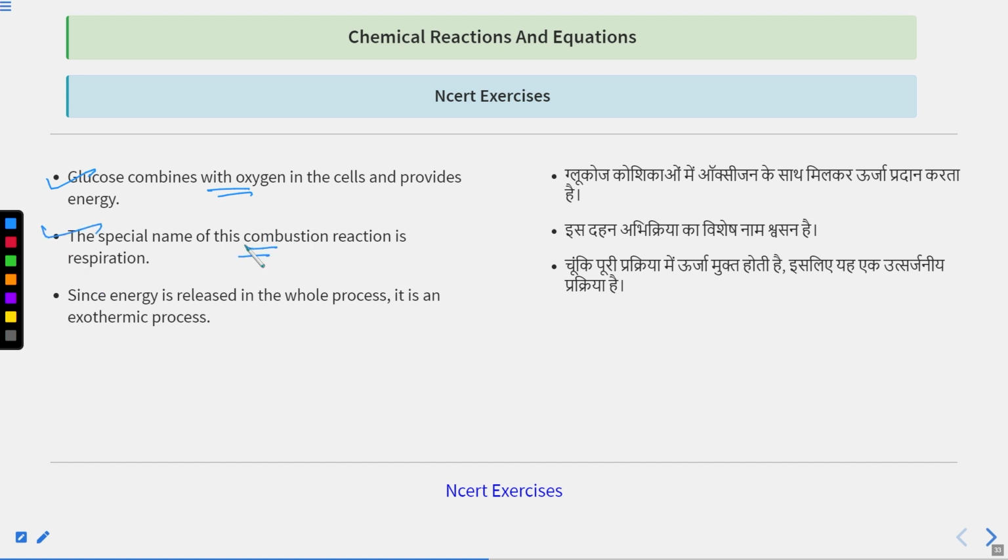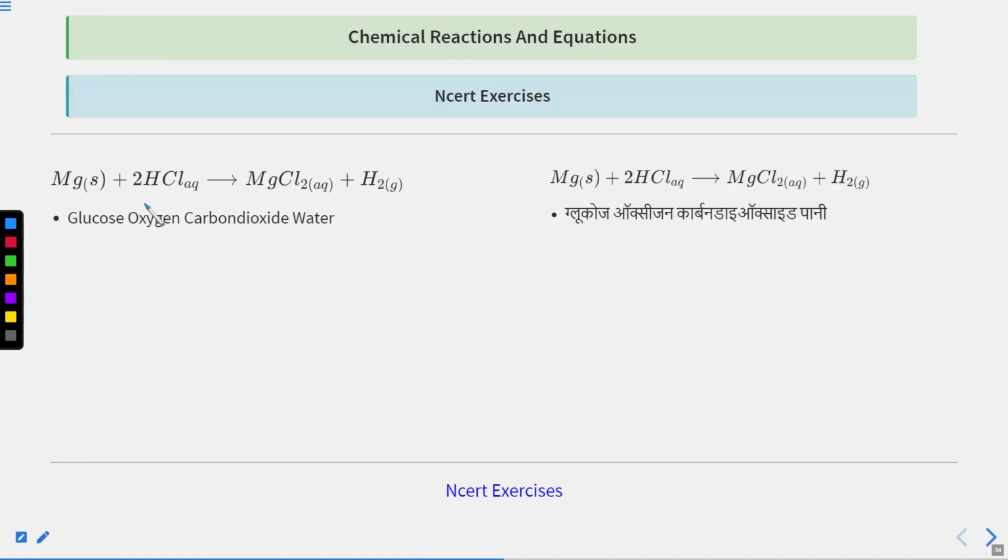This is a combustion reaction; when something is burning in the presence of oxygen, it is known as combustion. So the special name of this particular combustion reaction is respiration. Since energy is released in the whole process, it is an exothermic reaction. This is a type of exothermic reaction. Okay, let's move to the next question.